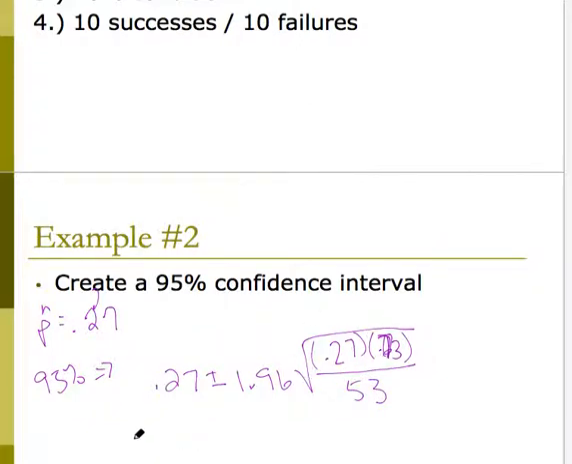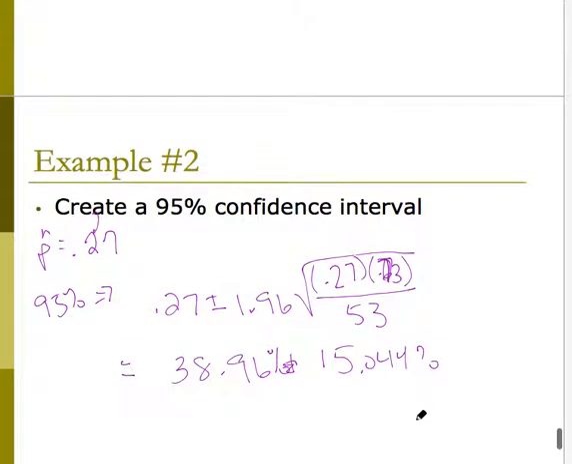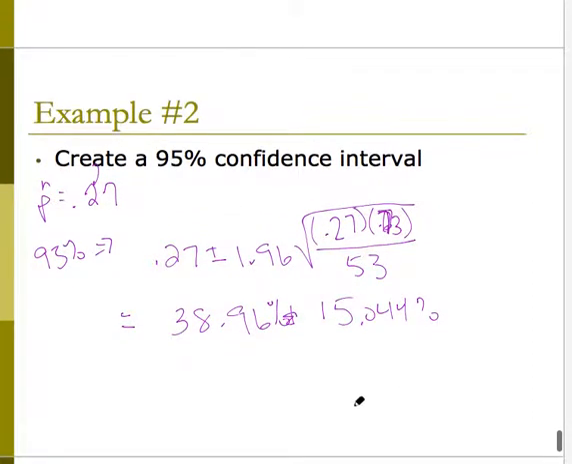Okay. All right, when you do the math, you come out with between 38.96 and 15.044%. Okay, so again, the wording: I am 95% confident that between 38.96% and 15.044% of people will report that they have seen an improvement given the new medication. All right, so paying attention to those numbers, let's see what happens when we have a 90% confidence interval. Okay, so think first. 90% confidence interval means what just happened to the normal curve.